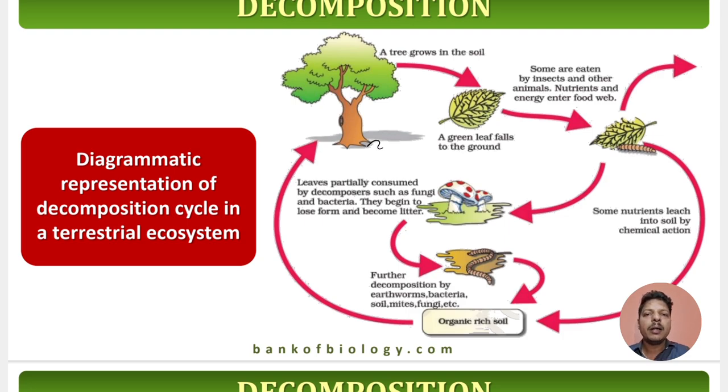Here you see it is a plant, then a tree grows in soil, a green leaf falls to the ground, some are eaten by insects and other animals, nutrients and energy enter the food web. Then some nutrients leach into soil by chemical actions, then further decomposition by earthworms, bacteria, soil mites and fungi, organic rich soil, and then leaves partially consumed by decomposers such as fungi and bacteria begin to lose form and become litter, as you can see. Okay.